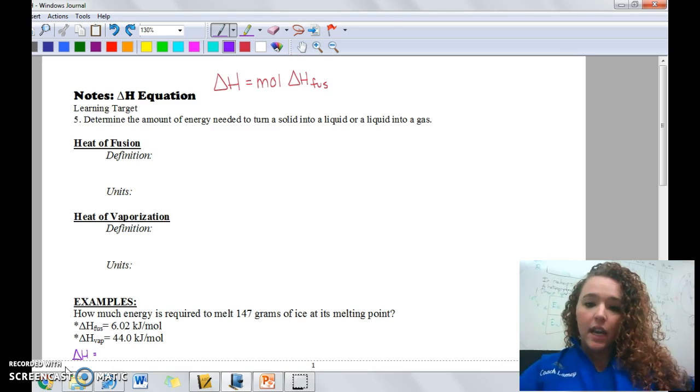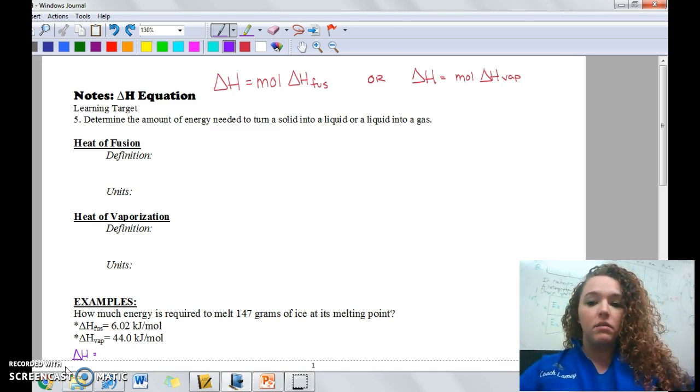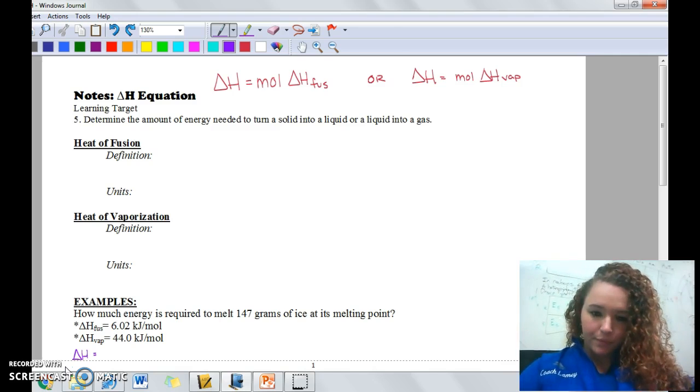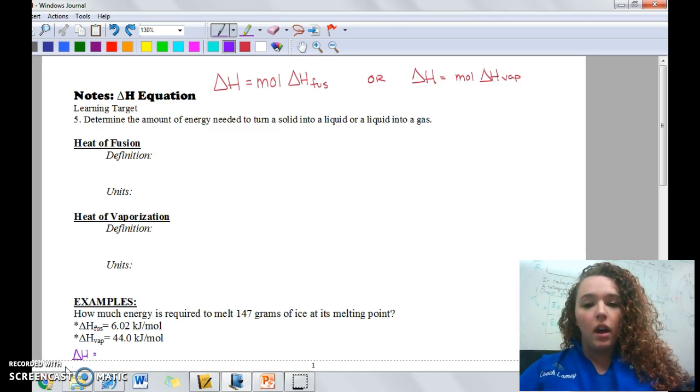The first is delta H equals moles times delta H FUS, which stands for heat of fusion. We'll get to that in a few minutes. Or you can use delta H equals moles times delta H of vaporization. VAP stands for vaporization, and again, we'll talk a little bit about what that means. So this equation, you'll notice it uses moles instead of mass. When we were using Q equals MC delta T, M stood for grams or mass, but here we're using moles. So just something to keep track of.